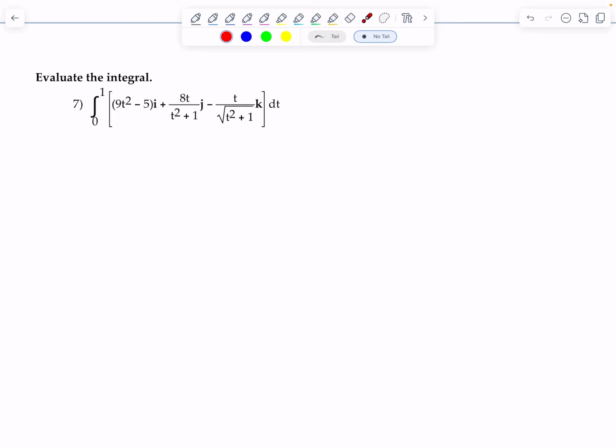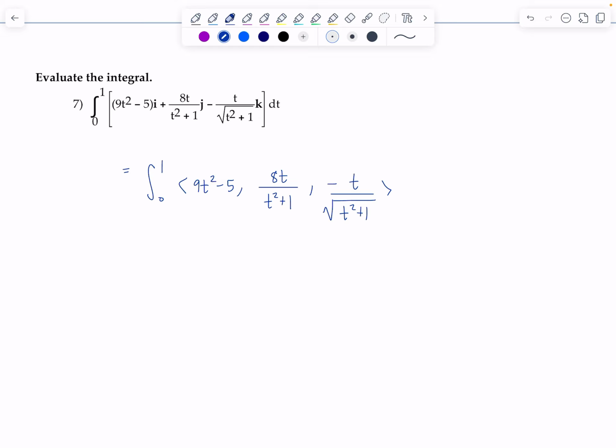So as long as the notation was correct, if they did u sub, they needed to change the limits of integration. Or maybe you could just get away with not doing u sub for some of it. That's fine too. So here we go. I'm just going to actually start evaluating. So we can write it as the integral from 0 to 1 of 9t squared minus 5, 8t over t squared plus 1, and negative t over rad t squared plus 1 dt.